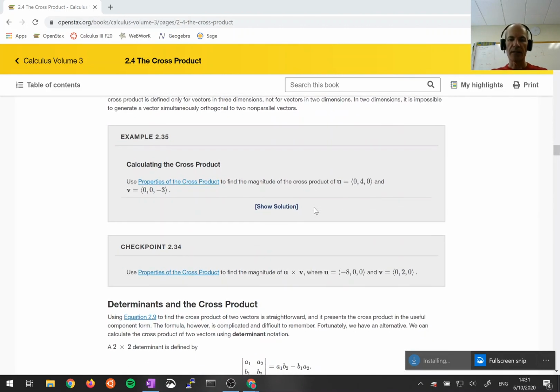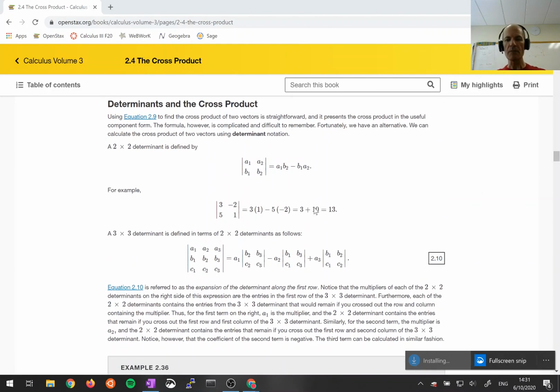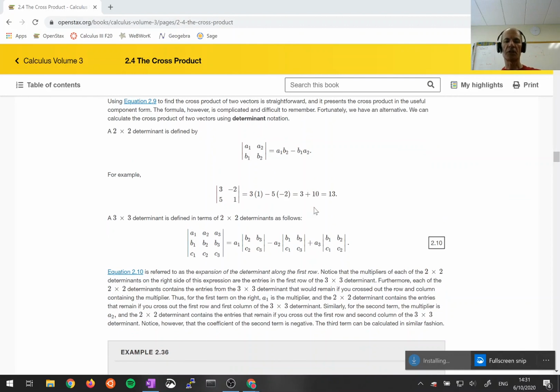All right, we're getting there. Determinants and the cross product. I don't want to dwell too much on the determinant. Some of you may have studied this in high school or in other classes. A 2x2 determinant is a square of 4 numbers like this. To compute it, you take A1 times B2 minus A2 times B1. Once you internalize that, that's the 2x2 determinant.